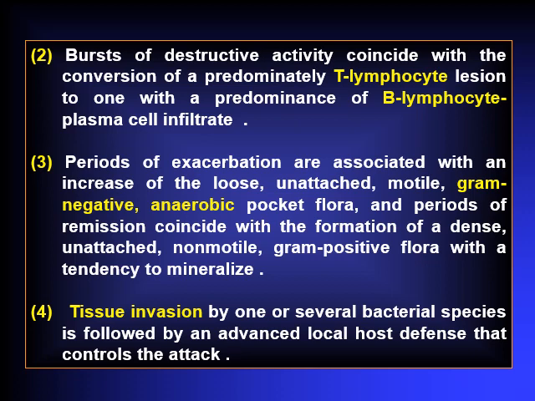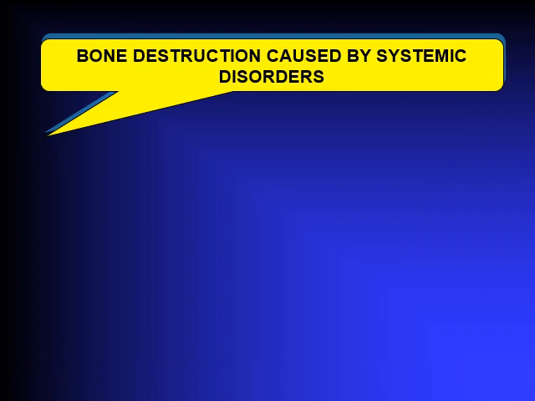Also, an important factor, as you remember in NUG, is tissue invasion with the spirochetes. If you remember, or I remind you, in NUG, tissue invasion occurs with spirochetes. So tissue invasion by one or several bacterial species, such as AA, P intermedia, P gingivalis, spirochetes. These are followed by an advanced local host defense that controls the attack. Then, the second, we talked about the local factors which contribute to the equilibrium between bone formation and bone resorption.